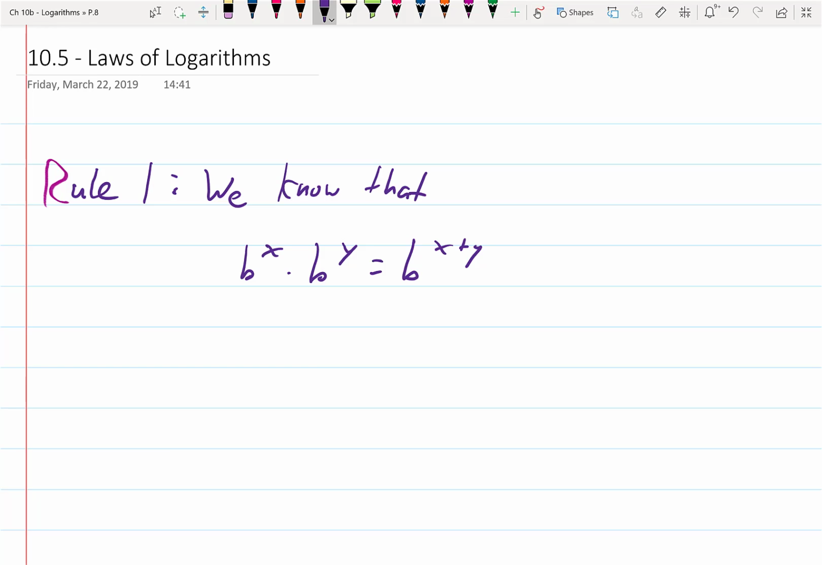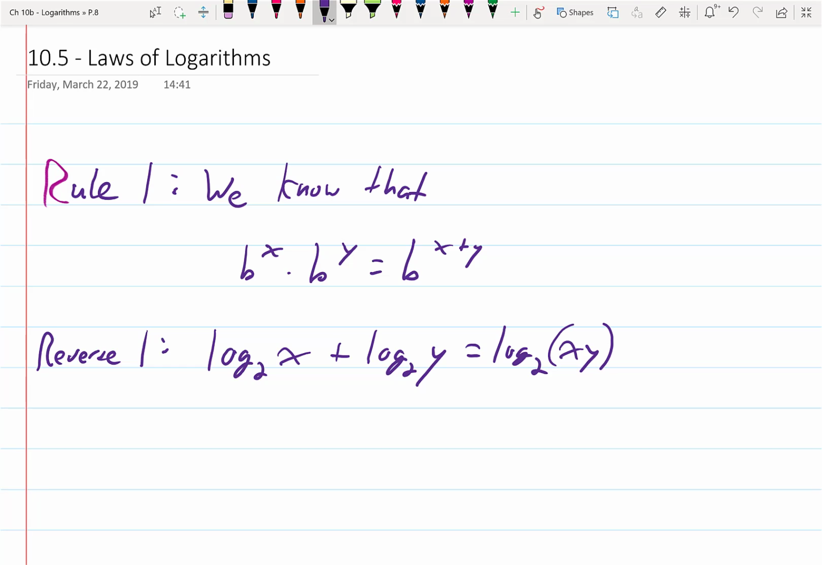And so part of the purpose of a logarithm is when we do the reverse of this rule. We'll call this reverse 1. This is actually the log rule here: if I take the log base 2, I'm just going to use 2 as an example, of x, plus the log base 2 of y, I get the log base 2 of xy. You actually saw this before a while ago.